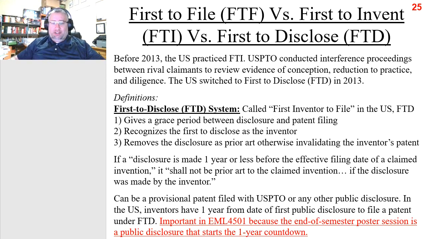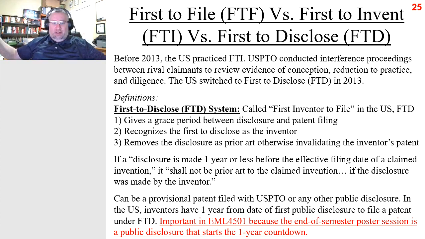This system has changed, but of course, before 2013, the U.S. practiced the FTI system. And so the USPTO was constantly conducting interference proceedings between rival claimants to review evidence of conception, reduction to practice, and diligence. And by diligence, I mean actually trying to defend or protect particular types of intellectual property that had later been patented. And then it turns out, thank goodness, that the U.S. switched to an FTD, first to disclose system, in 2013, and that is now the system that we operate under.